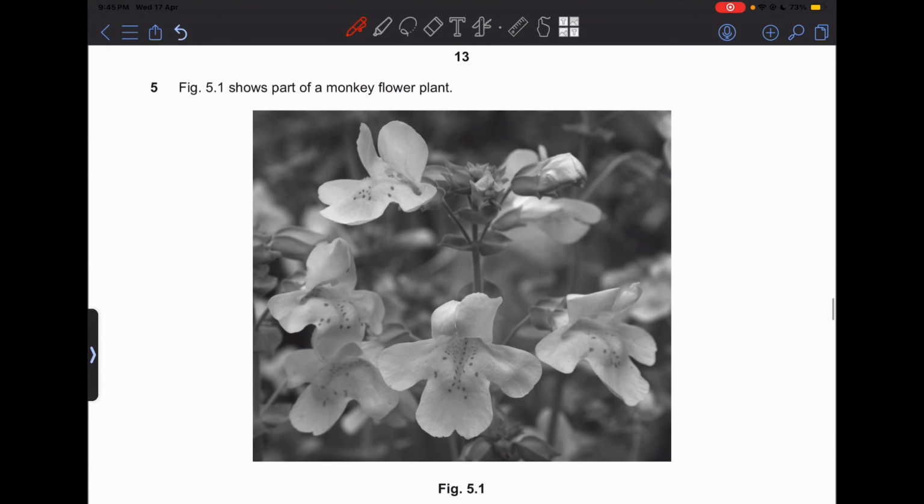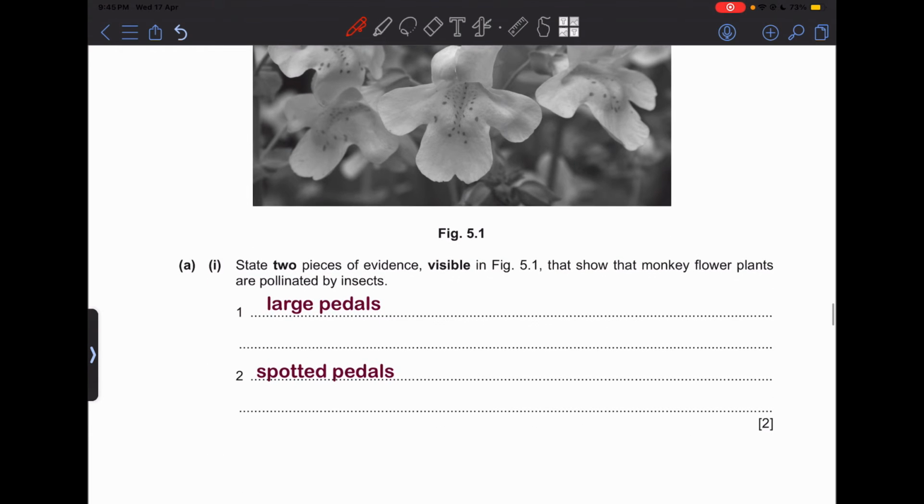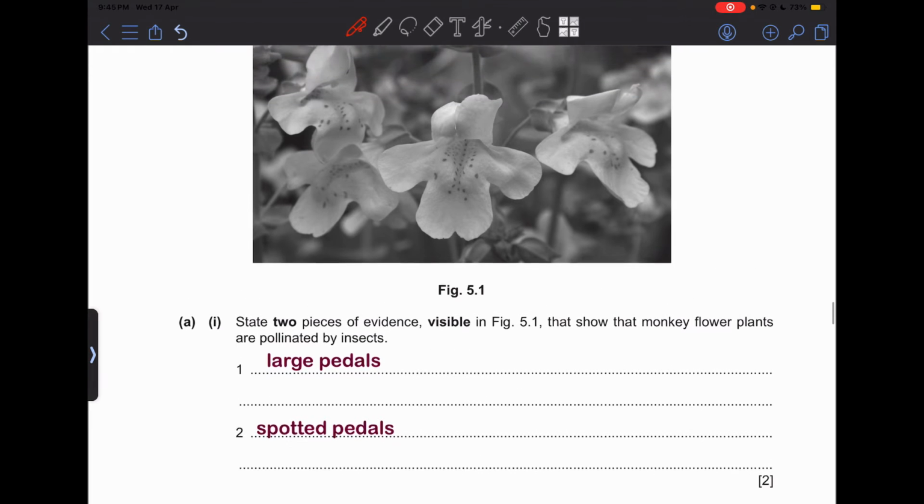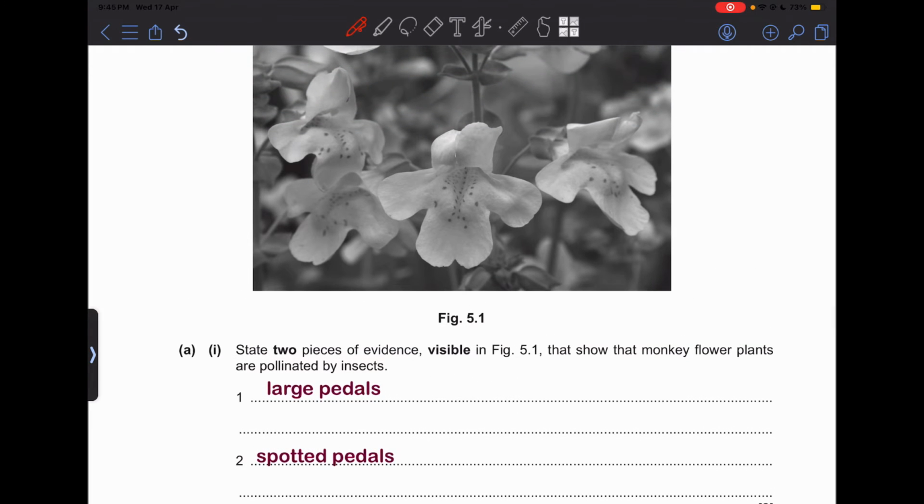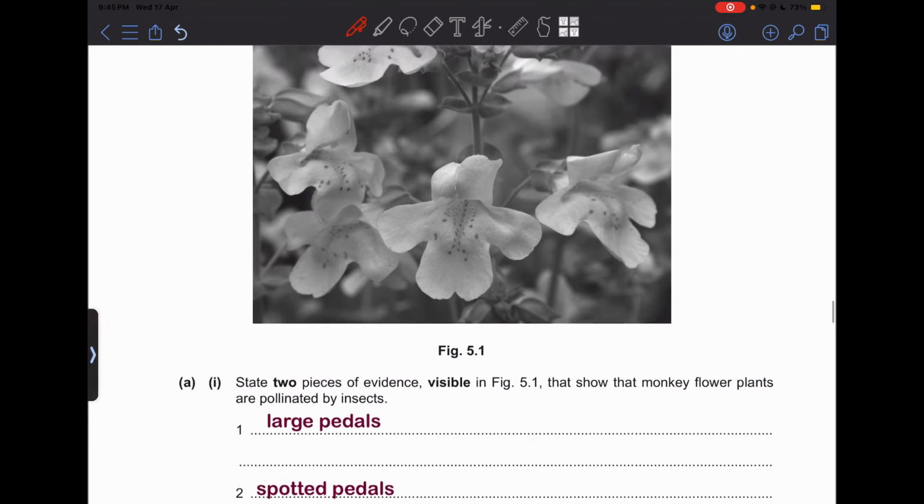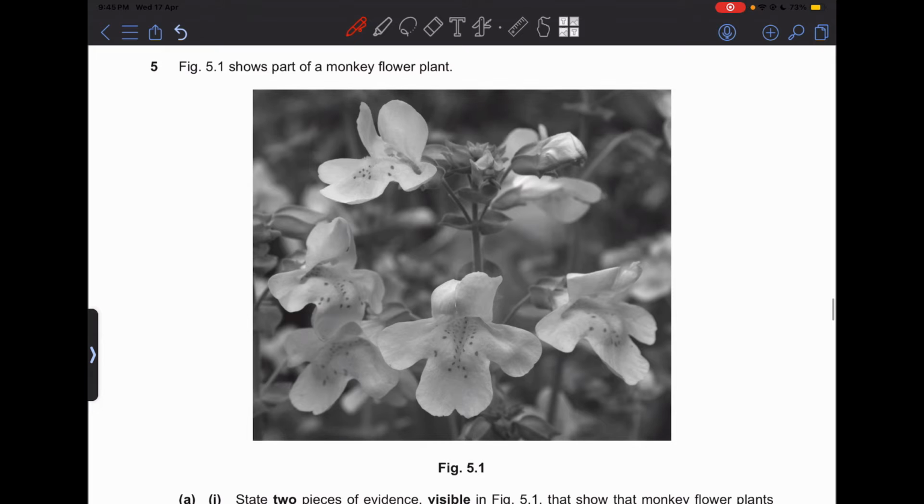5 says, figure 5.1 shows part of a monkey flower plant. AI says, state 2 pieces of evidence visible in figure 5.1 that show that the monkey flower plants are pollinated by insects. So if you know some signs that this is pollinated by insects, but it's not visible in this picture, then your answer is going to be wrong. It has to be shown in the picture.